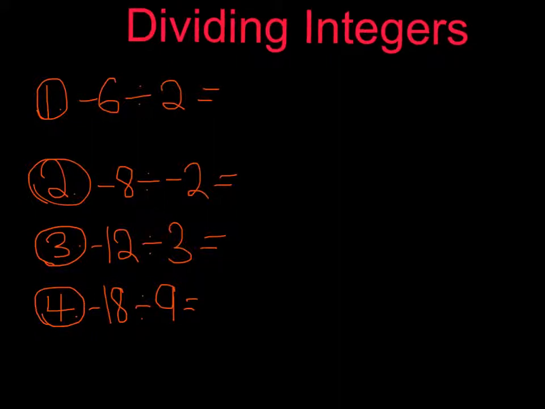For number 1, we have a negative number divided by a positive number. So our answer is going to be -3, because it's -6 divided by 2. So our answer will be -3. For the second example, we have -8 divided by -2. Since it's two negatives being divided, we're going to get a positive 4.